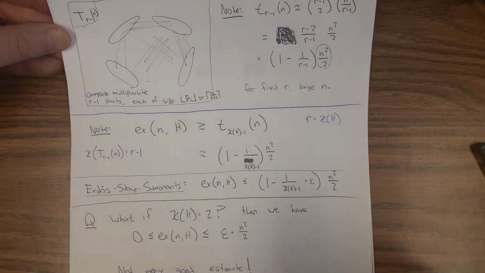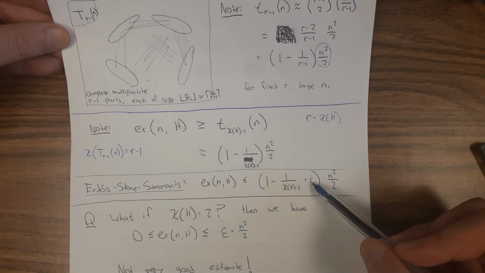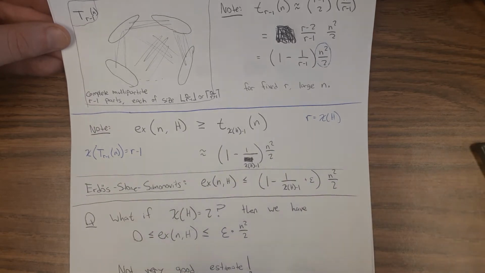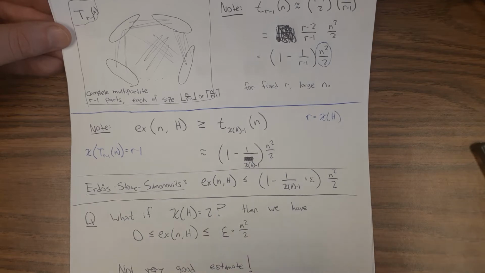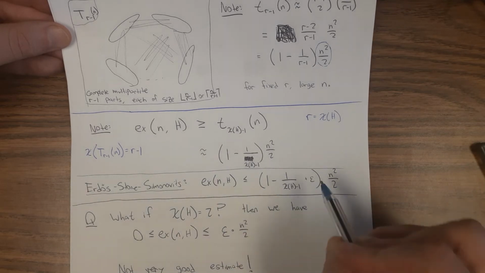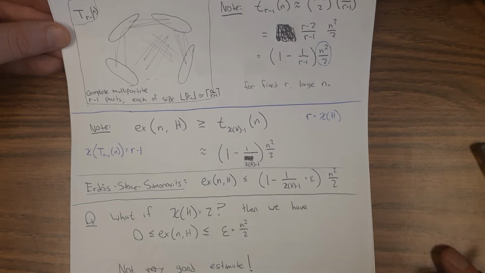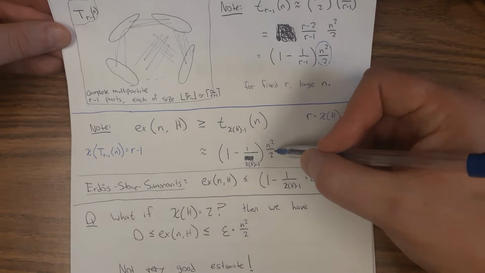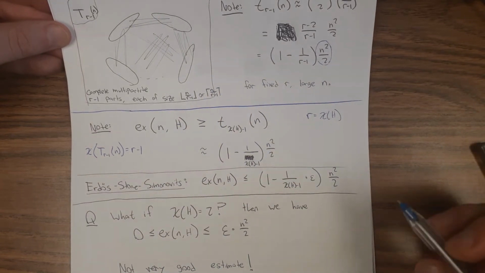I'm not being too formal about my statement of this theorem. A more formal statement is, for all positive epsilon and all sufficiently large n, where sufficiently large can depend on epsilon, this inequality holds. But in any case, in some sense, this is a statement that the lower bound we just observed is optimal.